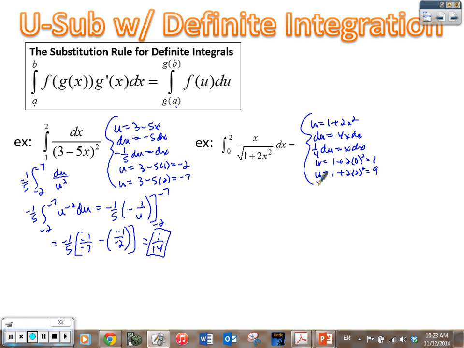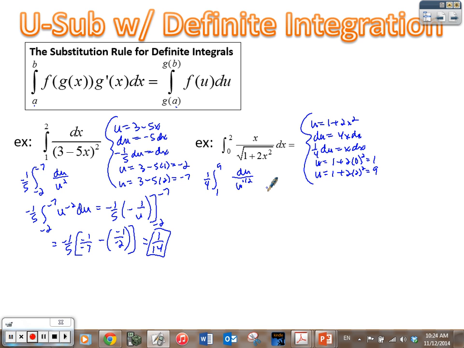And that's my u sub work. All right, so we're going to change the bounds. I'm going to go from 1 to 9. The x dx is gone. I have a 1/4 du in its place. And then I have u to the 1/2. Okay, we okay?